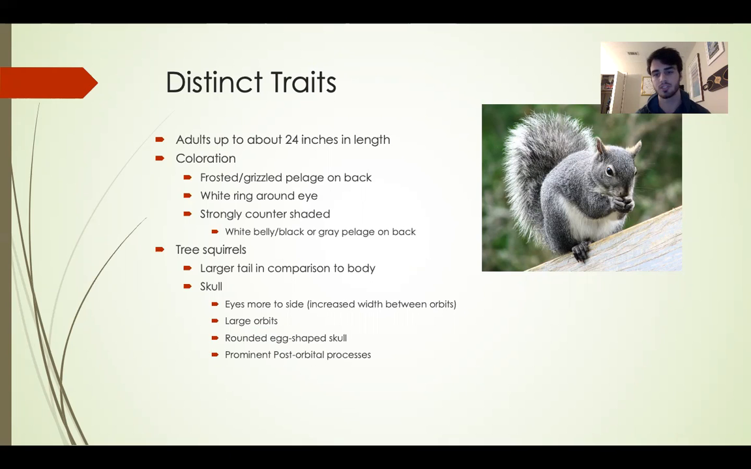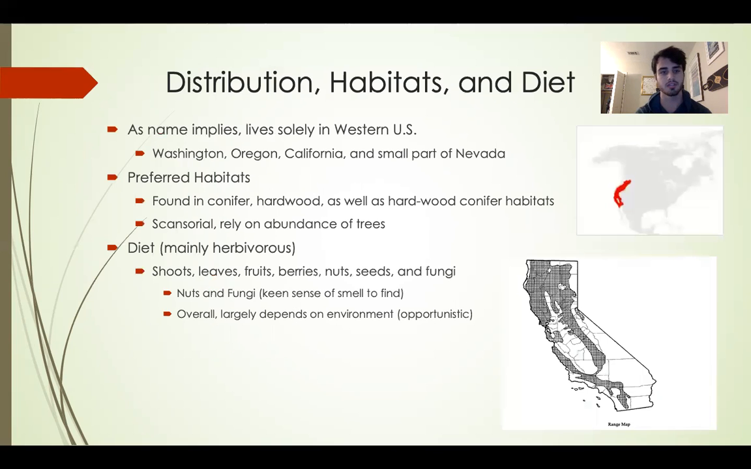And then just a comment on tree squirrels in general. Of course, this isn't specific to the species, but it has a really large tail in comparison to its body, and that serves as a form of balance. When looking at their skulls, the tree squirrels tend to have eyes much farther to the side. So you'll see a big difference in the width between orbits of a tree squirrel when compared to that of a ground squirrel. Squirrels in general, these sciurids, just tend to have really large orbits, a rounded egg-shaped skull, and prominent post-orbital processes. So that's just something to keep in mind when diagnosing Sciuridae in general.